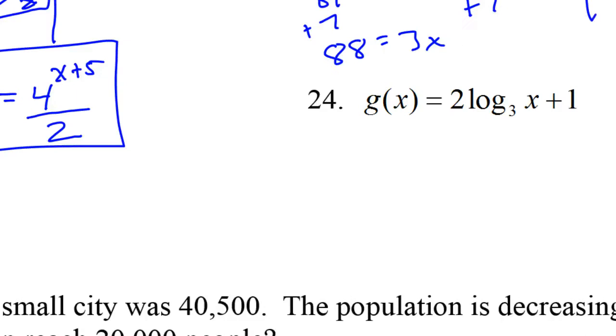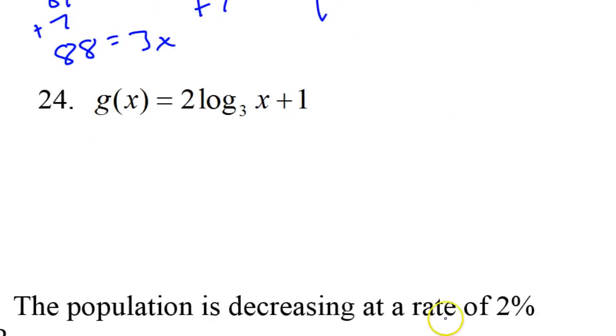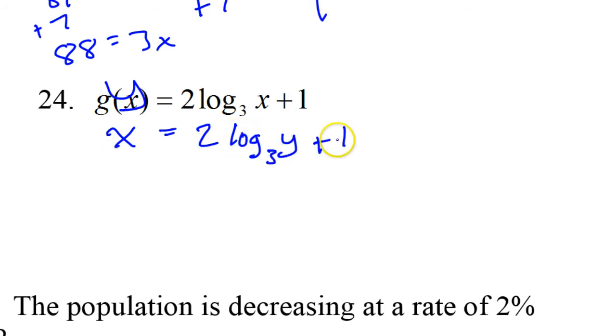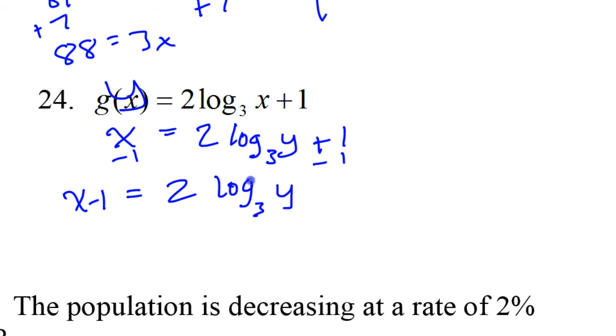All right, how about number 24? All right, again, this starts off as y. So your first step is just to switch x and y. So this will become x equals 2 log base 3 y. So we have this right here. So it's time to subtract that 1 from both sides. So that'll give me x minus 1 is equal to 2 times log base 3 of that y.